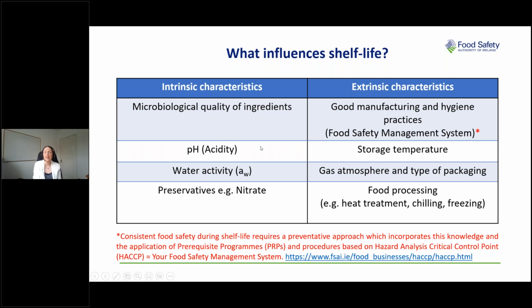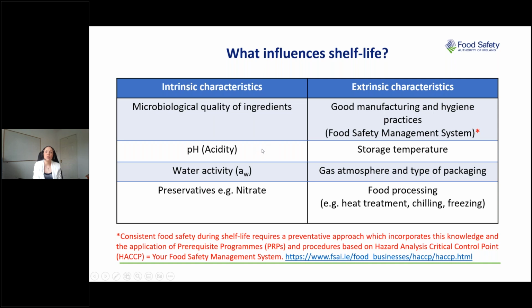So there's a number of things that influence shelf life. And these can be split into what's called intrinsic characteristics. So these are characteristics that are internally part of the food, naturally part of the food. And then external characteristics, or extrinsic characteristics. So these are things that are external to the food and that maybe you can control some of them. So things like the microbiological quality of the ingredients, and this is common sense really, the better the quality of the ingredients that you use, the longer shelf life you'll get on your end product.